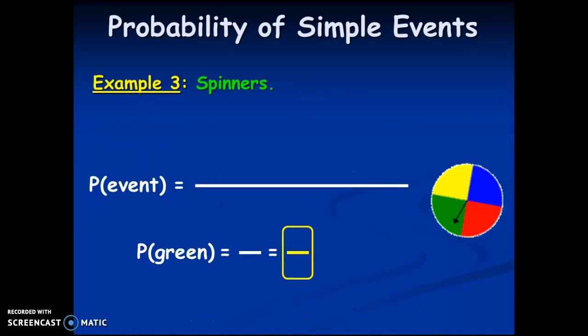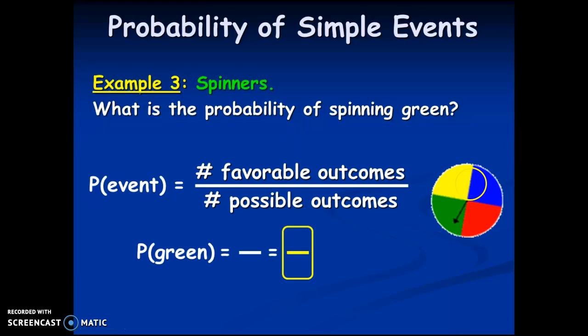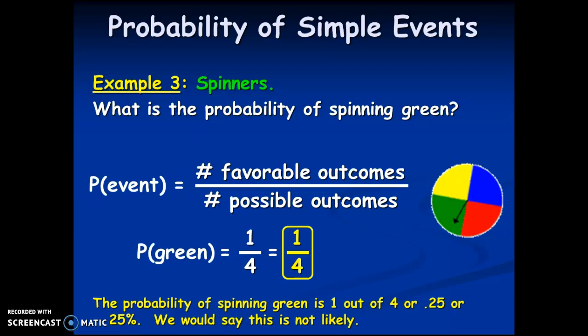Okay, spinners. You can see the spinner over here. We have 4 pieces. Each one is a different color. We want to know the probability of spinning green. So I have a favorable outcome of spinning green. There's 1. For total possible outcomes, I have 4 possible colors I could land on. So my probability is 1 out of 4, 1/4. It is not likely because it is closer to 0 than it is to 1.